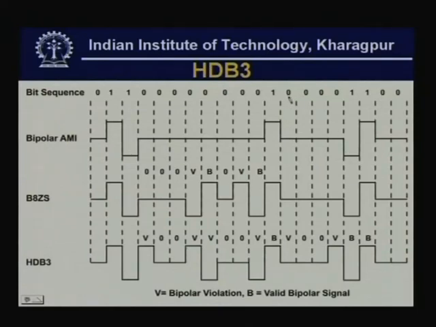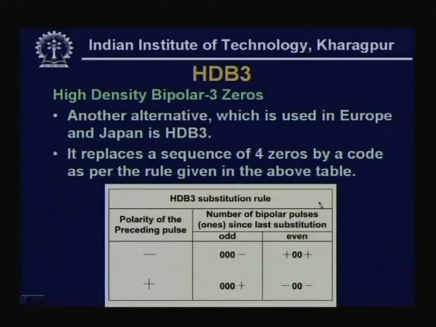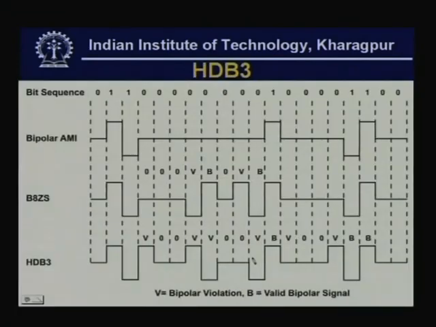Similarly, here again 0 0 0 0, there are 4 zeros. So far there are 1, 2 and 3 ones. So, the number of ones has occurred is odd and the previous pulse is positive. So, in this particular case the rule followed is odd and it was positive. So, 0 0 0 positive. So, you see here it is 0 0 0 positive. So, here we get 0 0 0 0 positive.